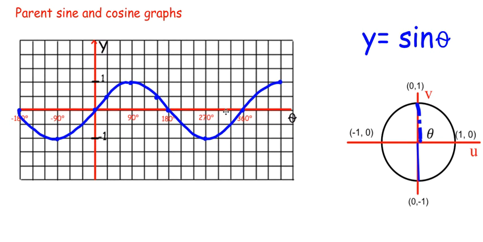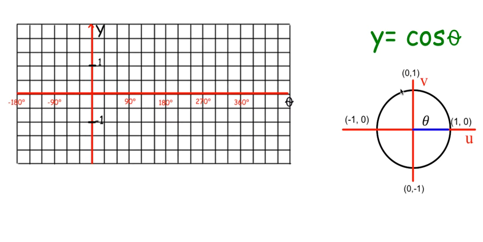That's an important thing to remember. Max and mins are also important. Those are really important when we start dilating and translating these things. That's what the parent function of sine looks like. Let's take a look at the parent function of cosine.